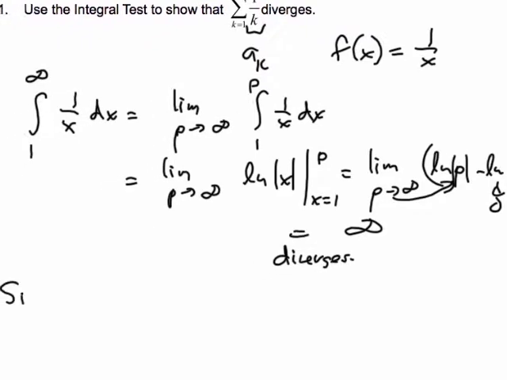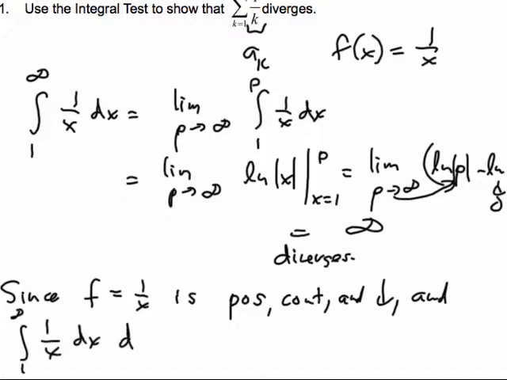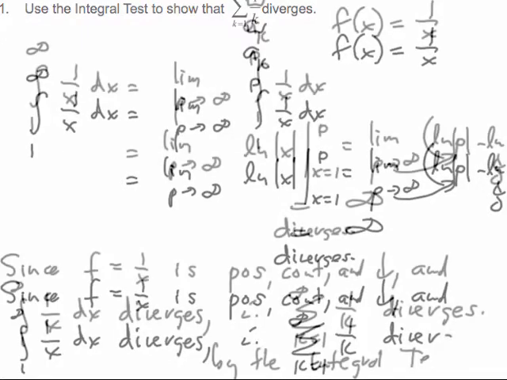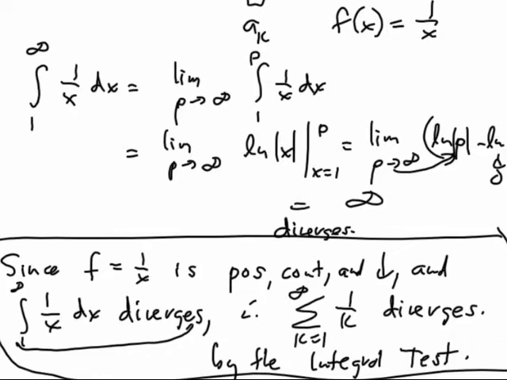So to justify our answer, since f, 1 over x, is positive, continuous, and decreasing, and the integral of 1 over x dx diverges, therefore the corresponding series diverges. When you're justifying your answer, be sure you mention all of the conditions of the test, the name of the test, and the thing that you've shown that justifies the test.